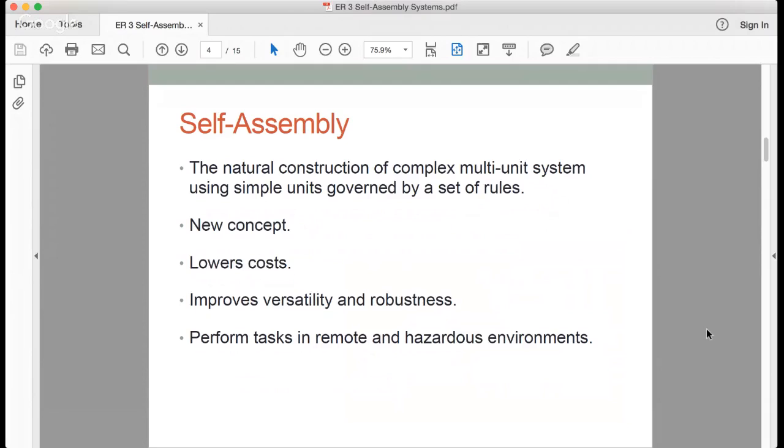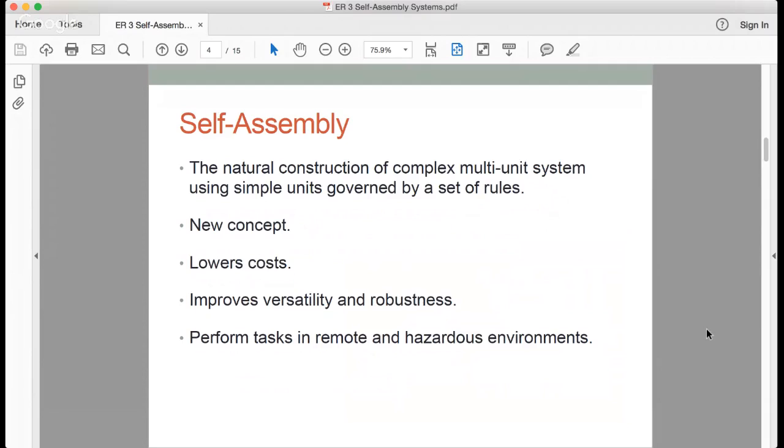The self-assembly process is ubiquitous in nature, as it generates much of the living cell functionality. However, it is uncommon in the technical field because it is considered a relatively new concept in that arena, although it could help in lowering costs and improving versatility and robustness, which are the three promises of modular robotics. Again, low cost, versatility, robustness.